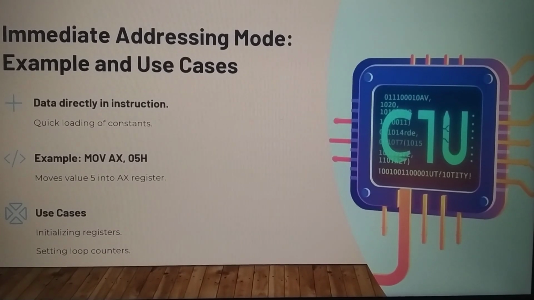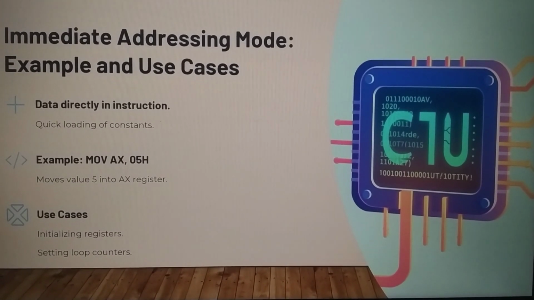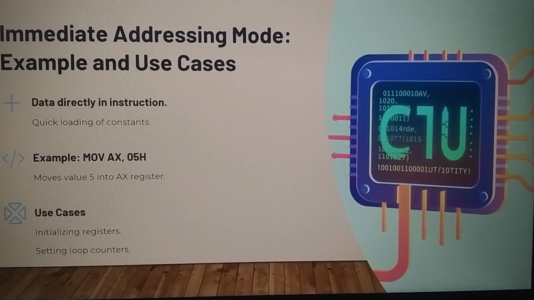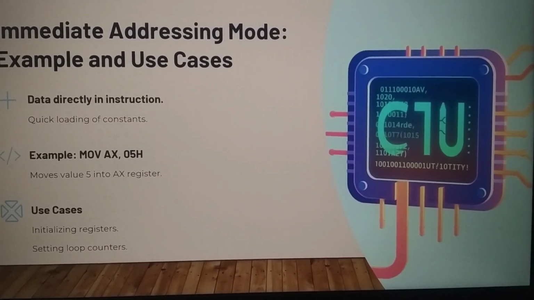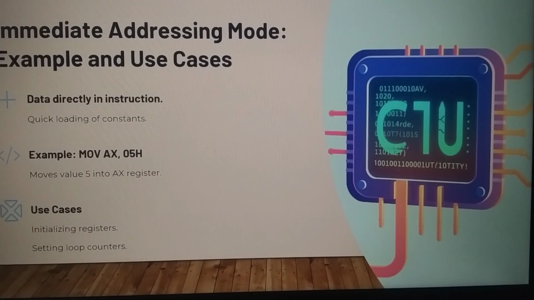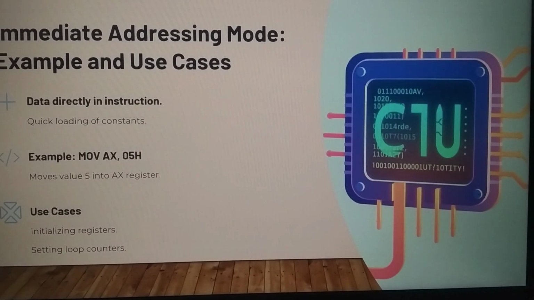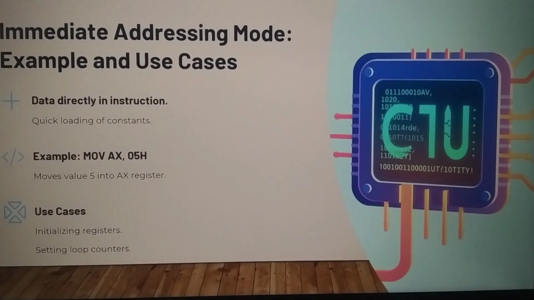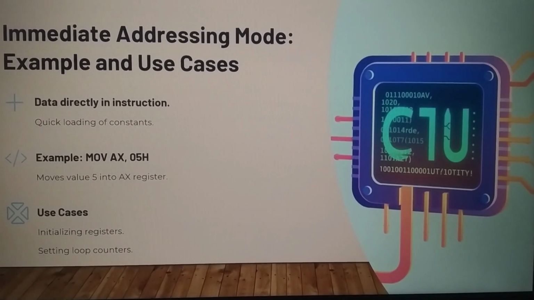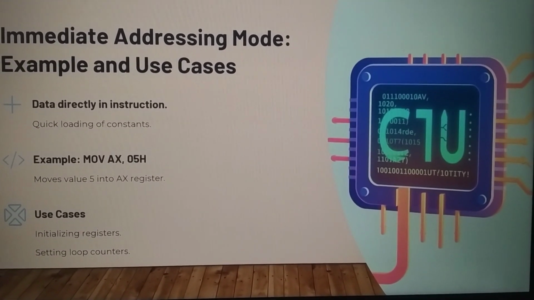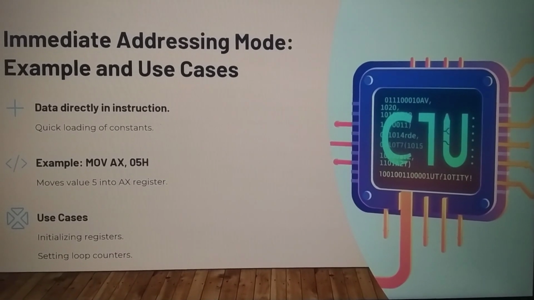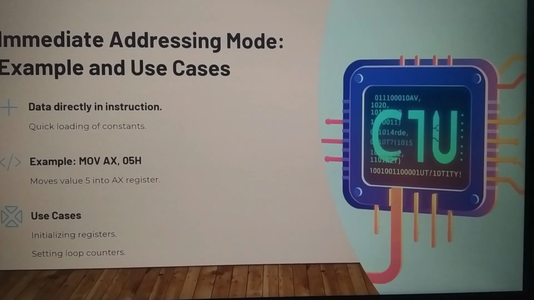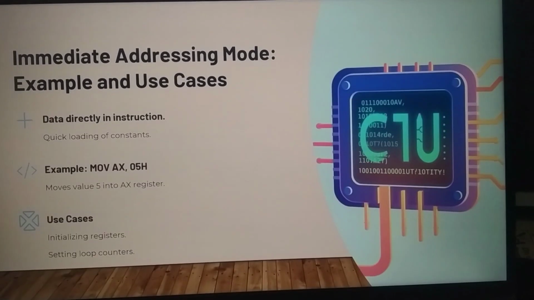Immediate addressing mode is efficient because it eliminates the need for memory access, making execution faster. However, it is limited by the size of the instruction format, which restricts the maximum size of the constant that can be directly encoded. It is widely used in situations where small fixed values are required quickly and efficiently within a program.